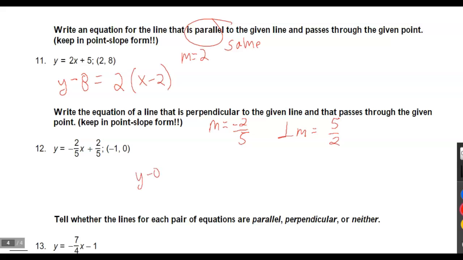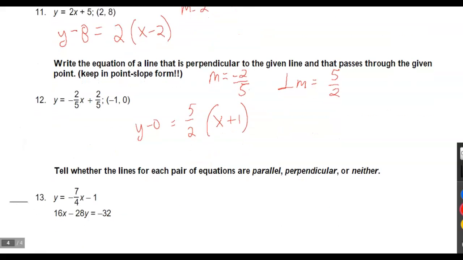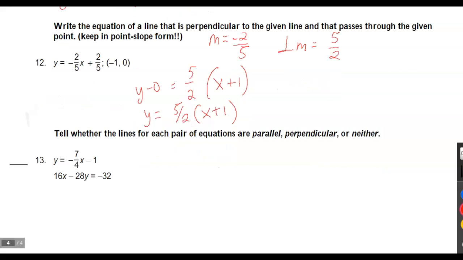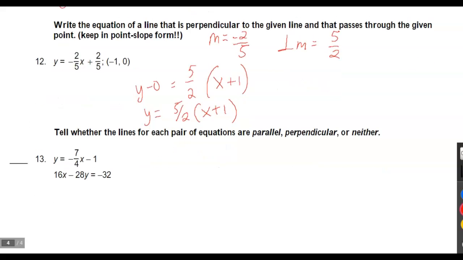Y minus 0 equals my new slope, 5/2. X minus negative 1 becomes plus 1. If you wanted to simplify, you could drop it. That's still considered point slope form. Either one of these are okay. If you just see the y by itself and they tell you it's in point slope, you would just assume it's y equals 0.